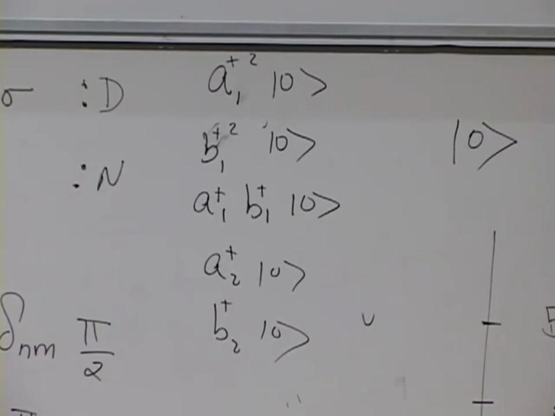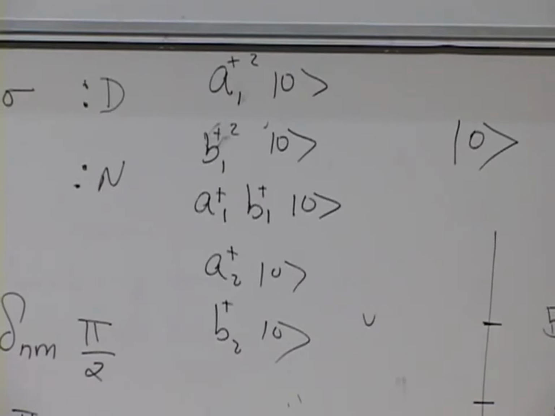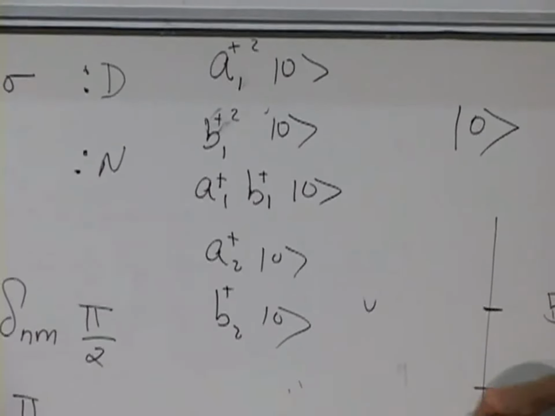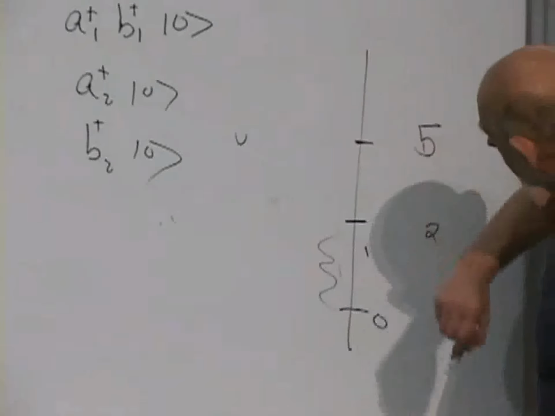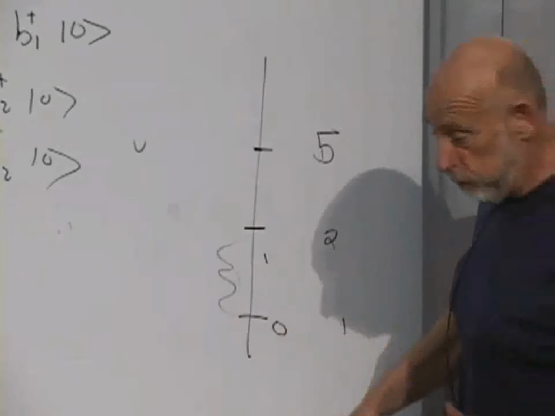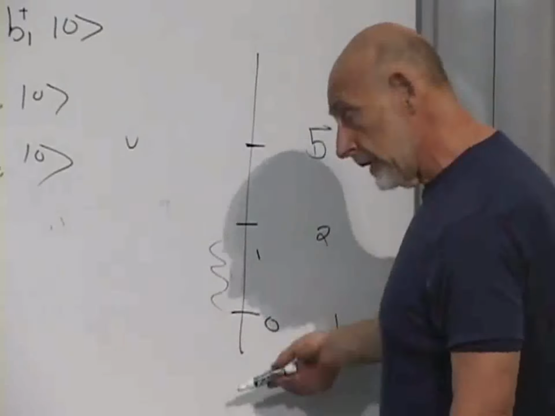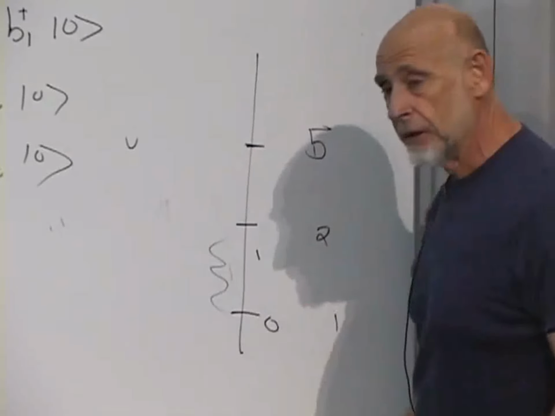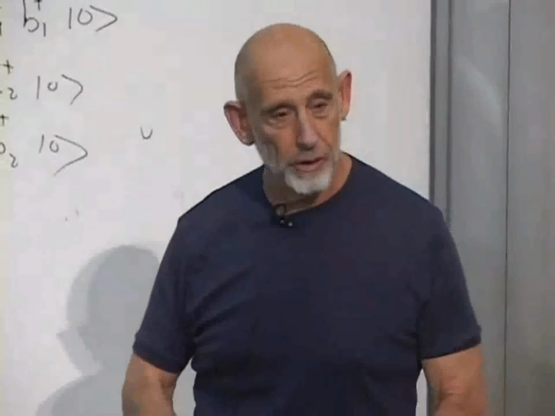Exercise: count the next 2 levels. How many states are there altogether? It's an exercise for the next time. But the most important point is that there are significant gaps between the states. So they're discrete, they're particle-like.